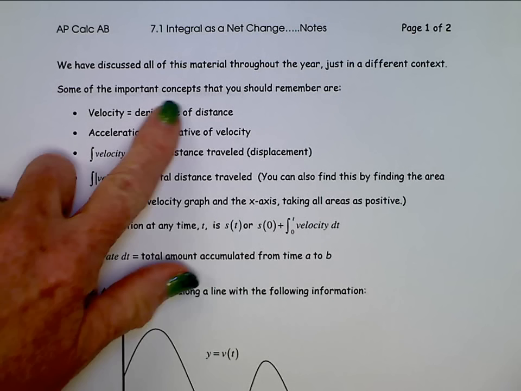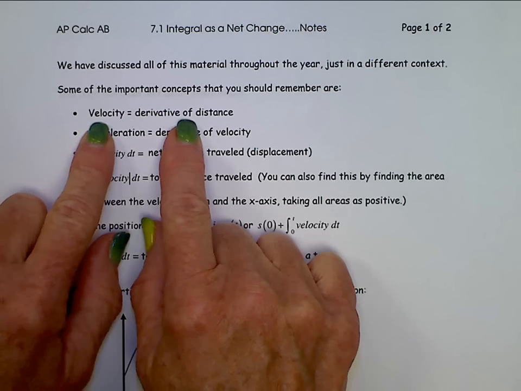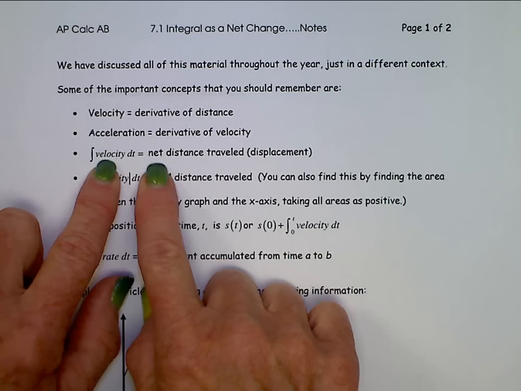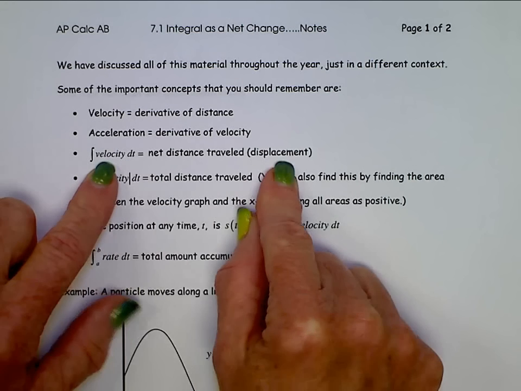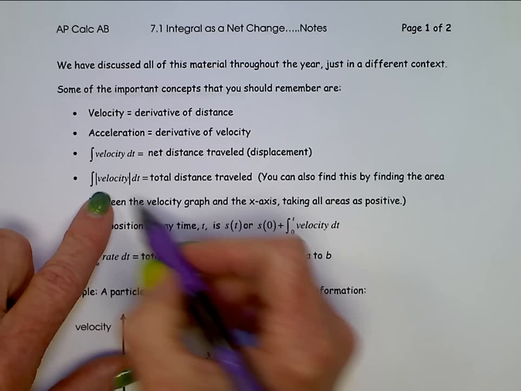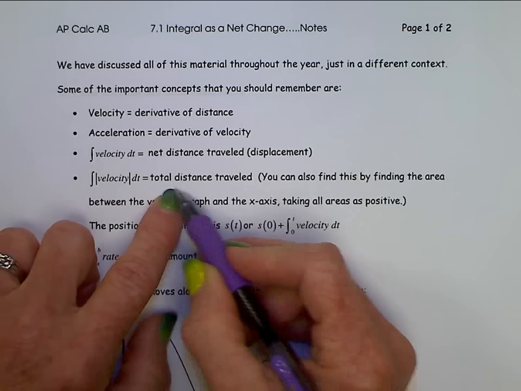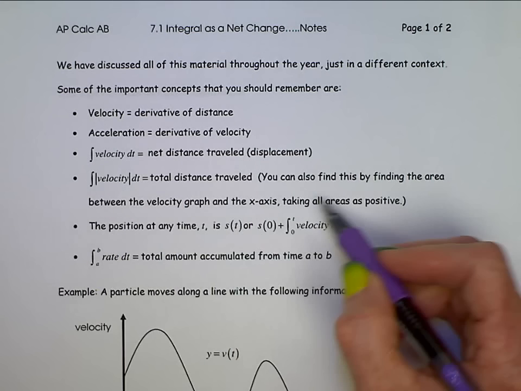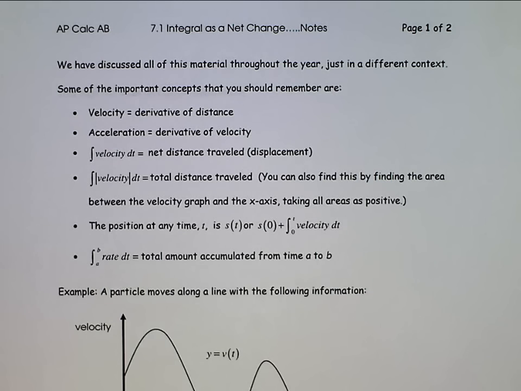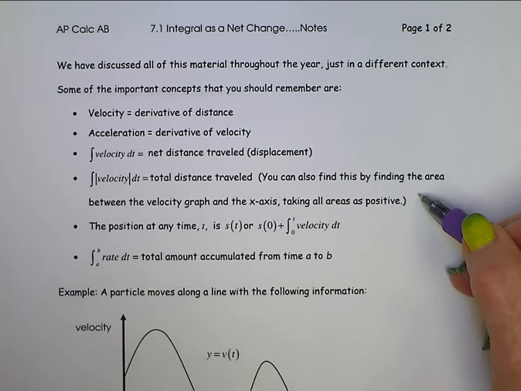Some of the important concepts that you should remember are that velocity is the derivative of distance. And that means that the antiderivative of velocity is the net distance traveled or displacement. If you are in physics, this should sound very familiar to you. Also, the integral of the absolute value of velocity is the total distance traveled. You can also find this by finding the area between the velocity graph and the x-axis, taking all areas as positive. That'll make sense a little bit if you're a little fuzzy when we come down here and look at this example.